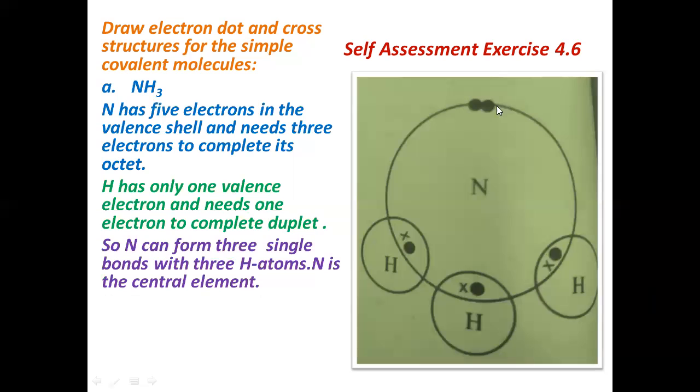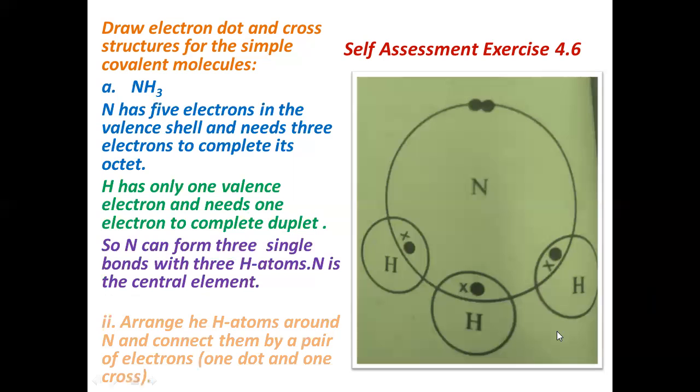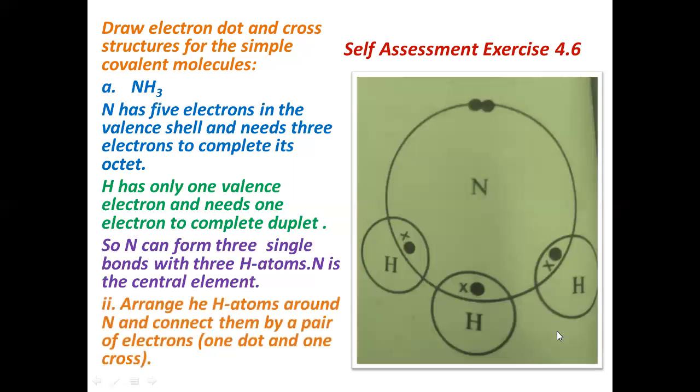This electron pair is the lone pair, which does not participate in bond formation, and the remaining three electrons will participate in bond formation. Arrange the hydrogen atoms around nitrogen and connect them by a pair of electrons, dot and cross. You can see we connect the two atoms by these electron dot and cross, dot and cross, dot and cross. The two atoms are connected. Nitrogen and hydrogen are connected with each other through electron dot and cross structures, which are also called Lewis structures.